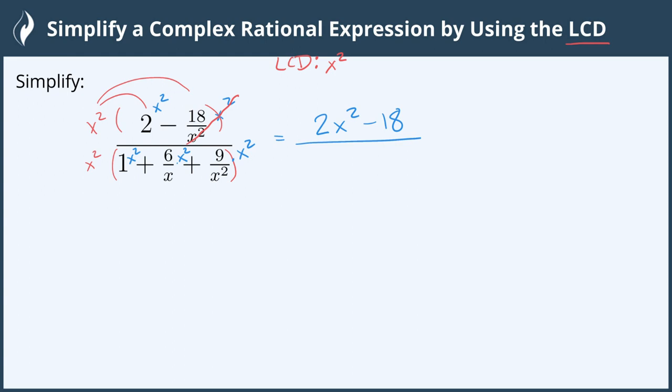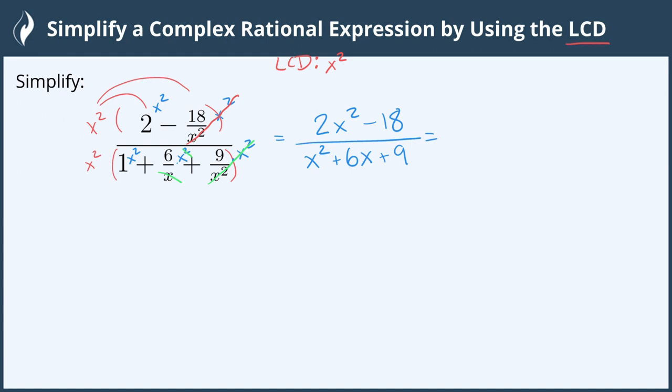On the denominator, 1 times x squared just gives us x squared. And then on the next one, we have x and an x squared on top, so one of the x's will cancel, leaving us with plus 6 and one of the x's. And then on the last one, x squared divided by x squared cancels, leaving us with just plus 9. Now, we don't have a complex rational expression anymore. It's just a regular rational expression.